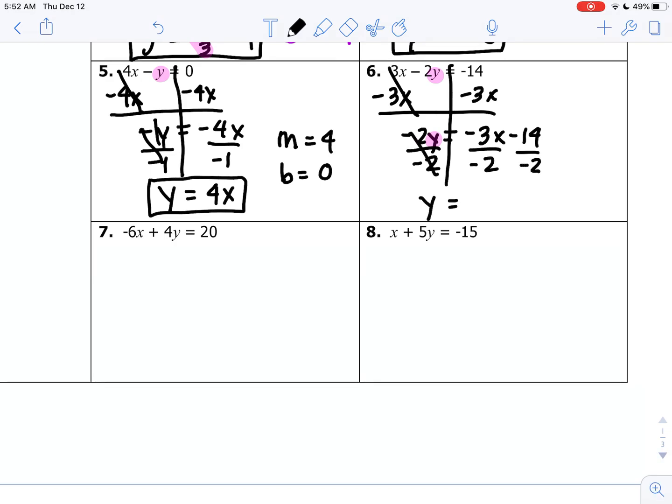So y equals, again, when we have a negative over a negative like that, that just turns into a positive. So it's a positive 3 over 2. We can't simplify 3 over 2, so we're just going to leave it. And then negative 14 divided by a negative 2 is a positive 7. So our m, our slope, is 3/2, and our b is 7.